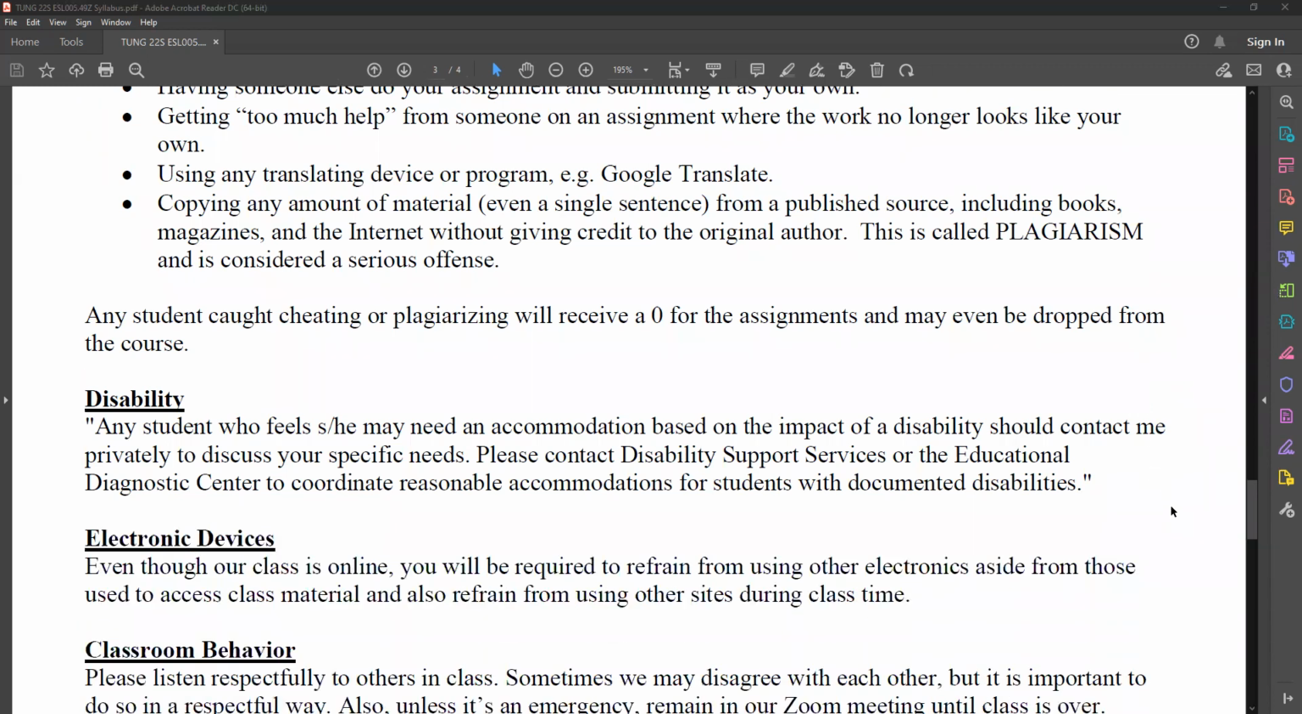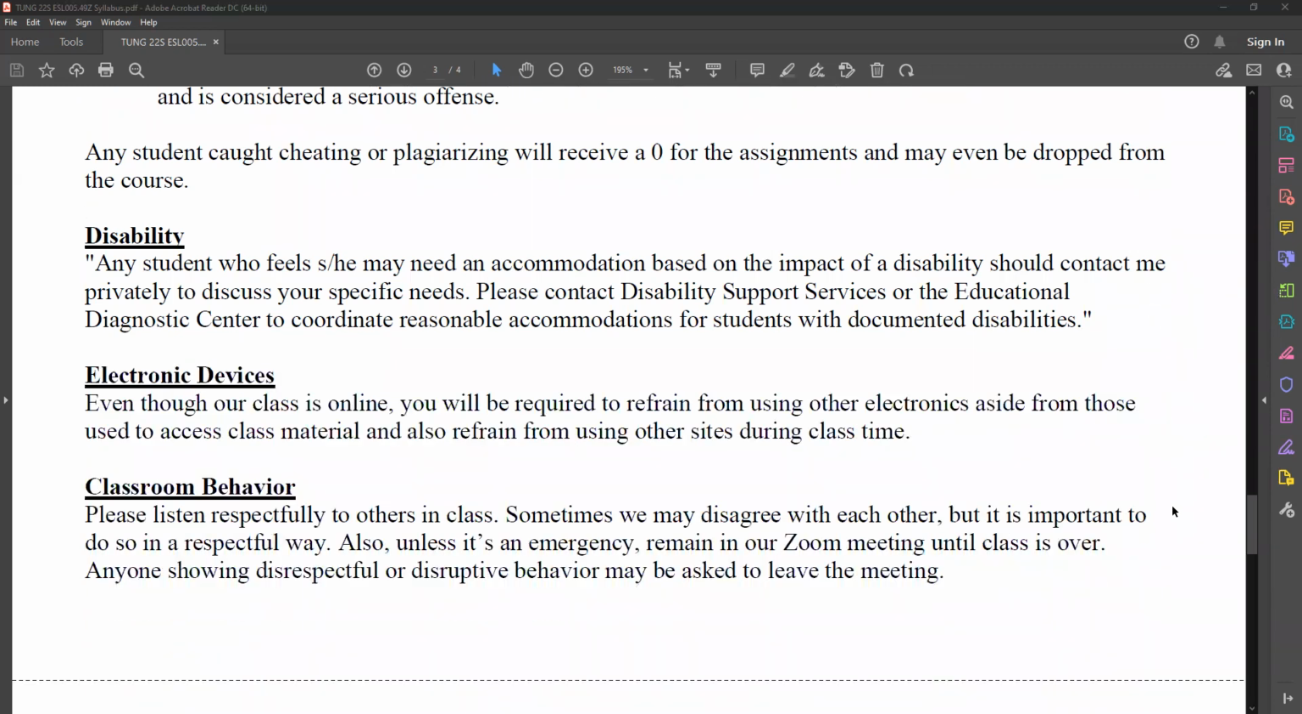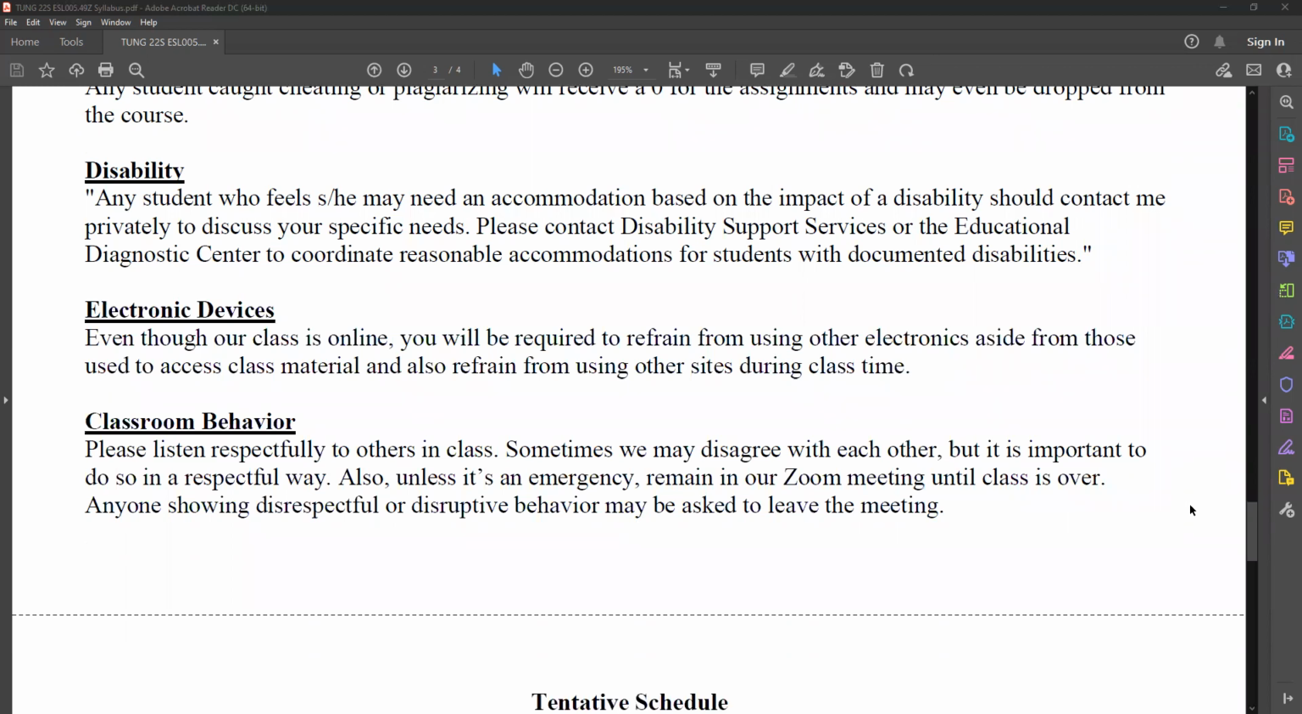So cheating and plagiarizing will receive a 0 for the assignments. And then students may be dropped from the course, right, if you're caught cheating and plagiarizing. Disability: any student who feels they may need accommodation based on impact of disability, go ahead and let me know, and then we'll work that out.